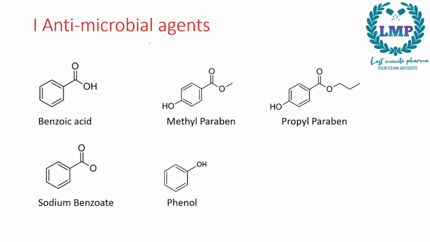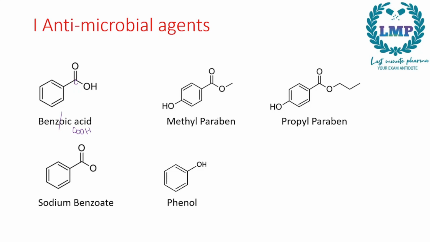Now let us look at the structures of antimicrobial agents. In antimicrobial agents we said benzoic acid. So what is it? Benz means a benzene ring. Oic acid is C double bond O, OH. So C double bond O OH. So that is benzoic acid. Next we have methyl paraben.